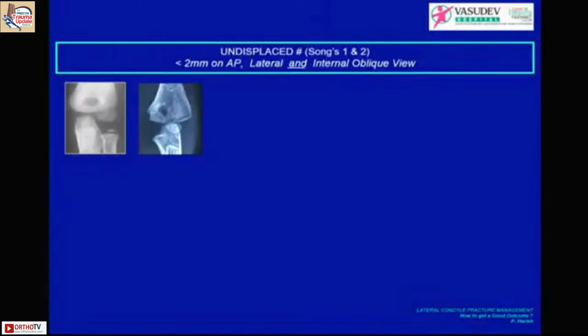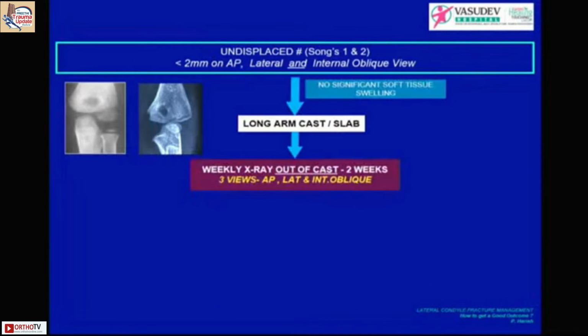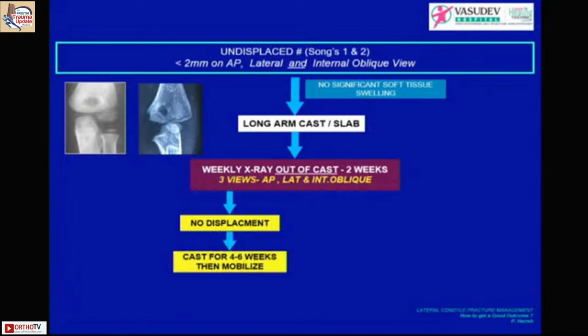So how do you treat these fractures? For relatively undisplaced fractures, Song stage 1 and 2, with no soft tissue swelling, we follow the protocol of putting on a slab or a long arm cast and following up every week. You have to counsel the parents that these fractures can get displaced anytime, so they have to come without fail at every weekly interval. When they come for follow-up, we take off the splint, take X-rays in all 3 views and look for any fresh displacement. If there is no displacement, you can treat in the cast for 3 or 4 weeks, depending on the age of the child, and then start mobilizing.